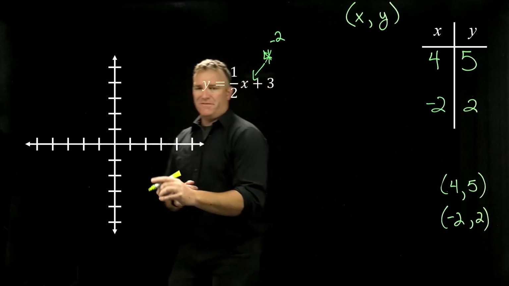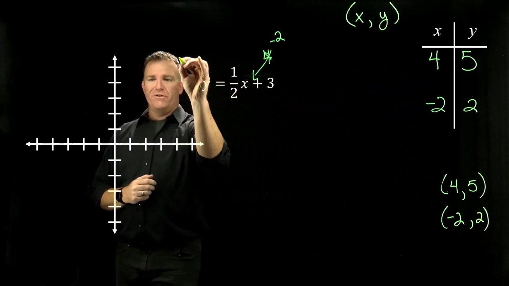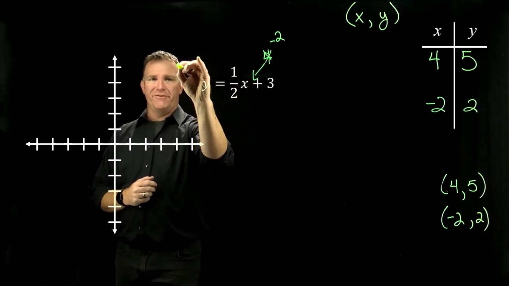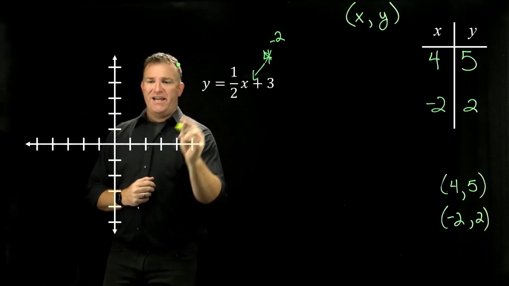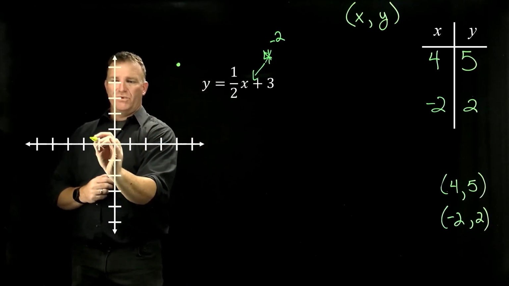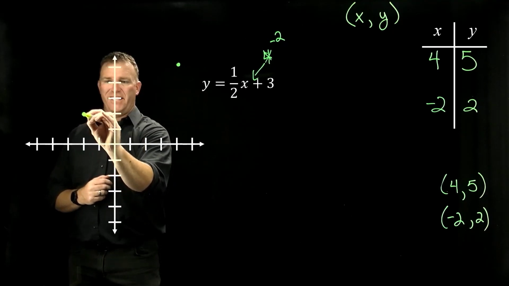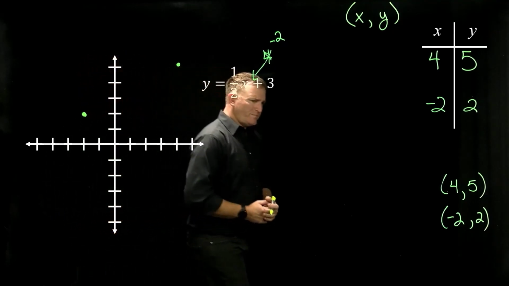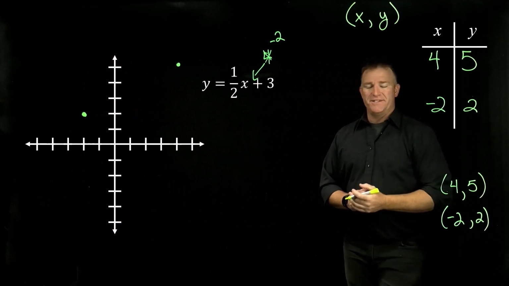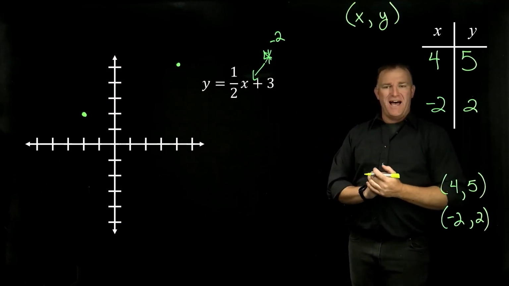So we'll come over here and we'll go to 4 over and 5 up, put a point right about there. And then we'll come to -2 over and 2 up. That would be in our second quadrant here. And those 2 points will define the graph of this line.